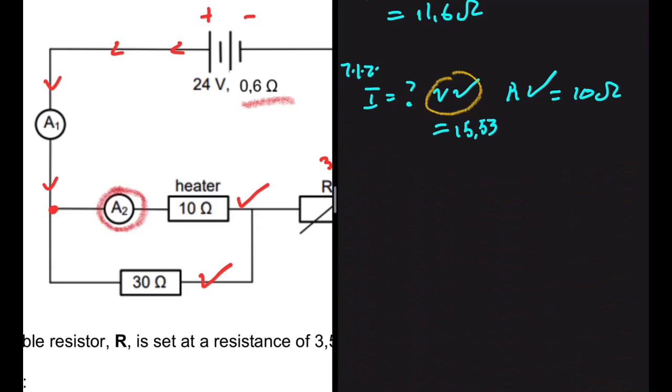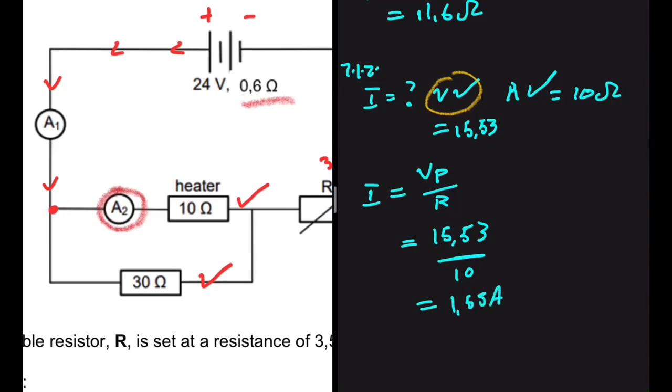So now we can go ahead and find our current, because we have VP. We're going to say that the current on that path will be equal to VP divided by the resistance on that path. So VP, that is 15.53, and the total resistance on that path is 10 ohms. So it's easy to see now that the current on that path should be 1.55 amperes. And now we have answered 7.1.2.